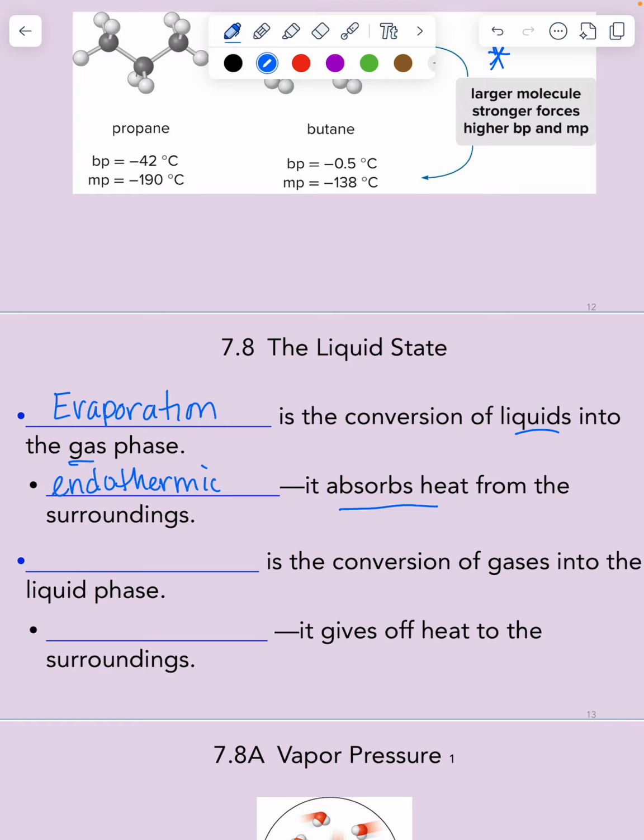On the other hand, we have condensation. And condensation is turning a gas back into a liquid. And this is an exothermic process. Exothermic means that heat is given off to the surroundings. And so to change from a gas back to a liquid, we have to cool the substance down. And so heat has to be removed from the substance, and that is exothermic.